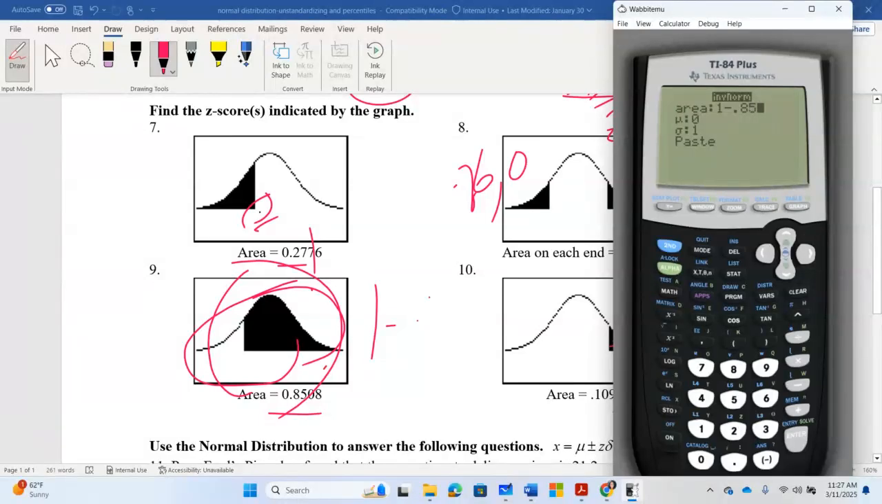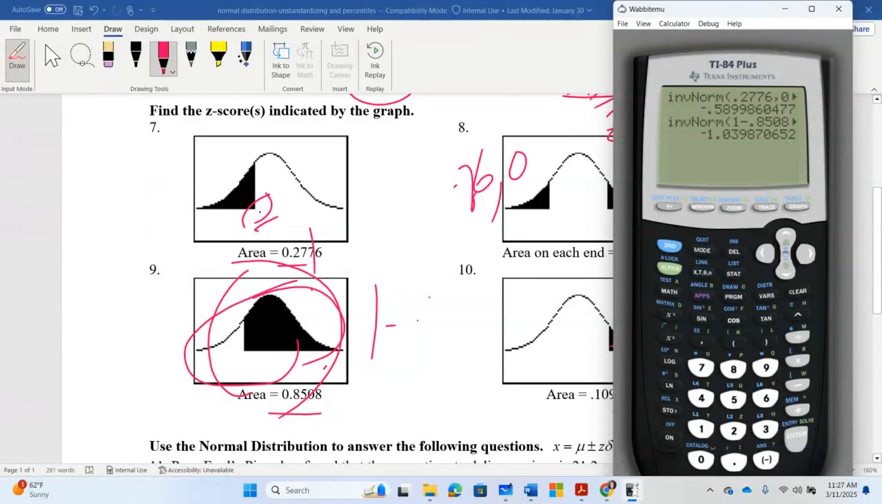All right, I'm going to put 8. Okay, and everything is good. So I'm going to hit enter, enter, enter. And then I hit enter, and I'm going to get an answer.